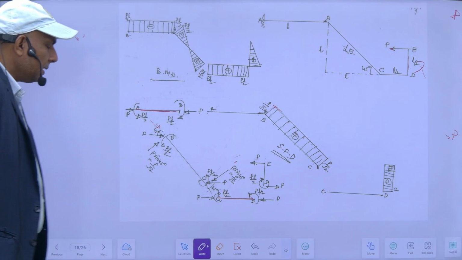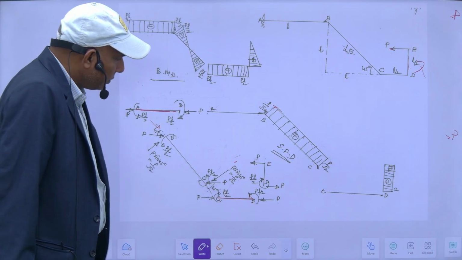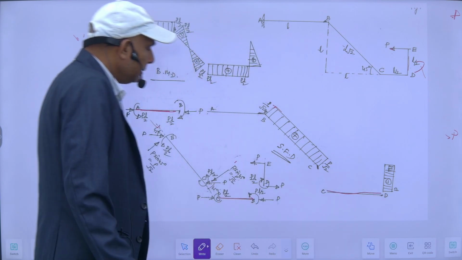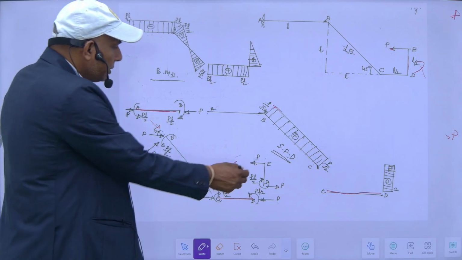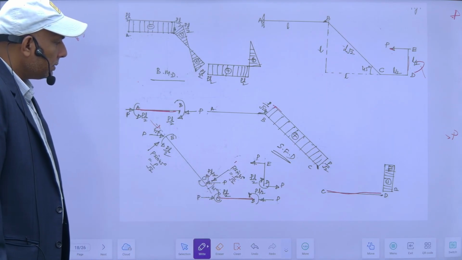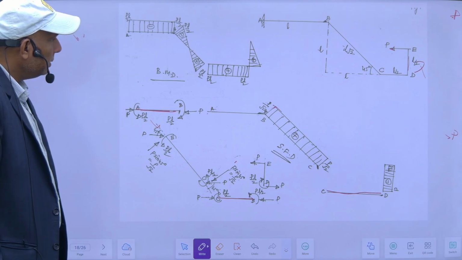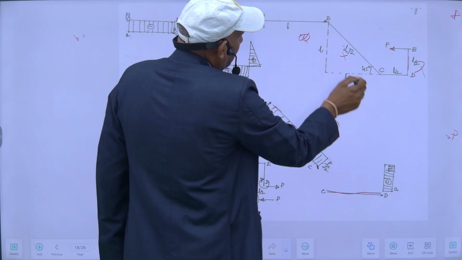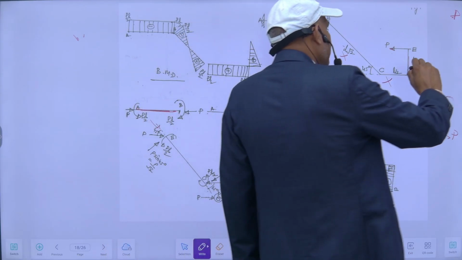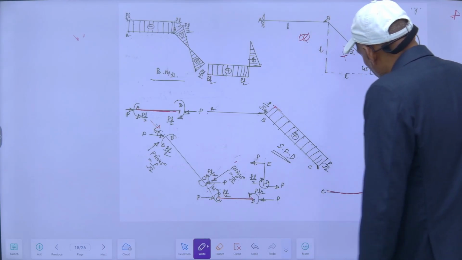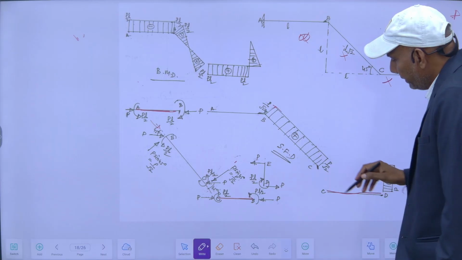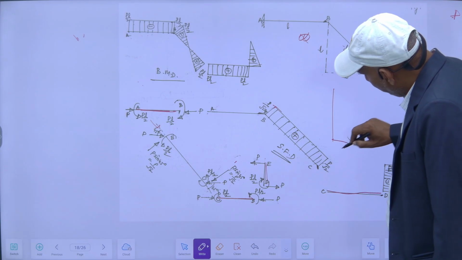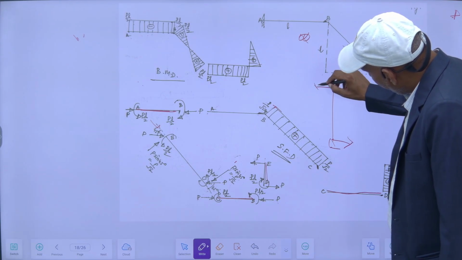Since there is no vertical upward load, only axial forces are there. So shear force will be a straight line like AB. Then for this portion, if I am standing here and I am drawing the shear force diagram of this, it will be like this. This is P and this is P.